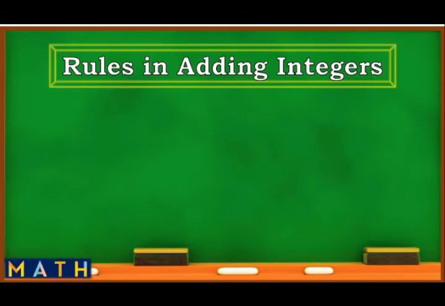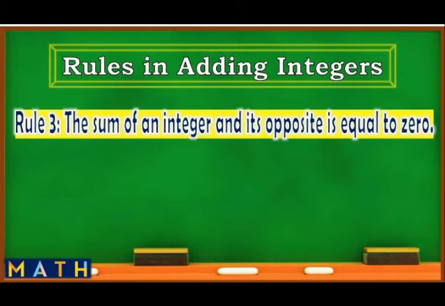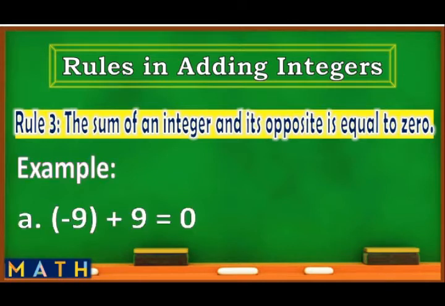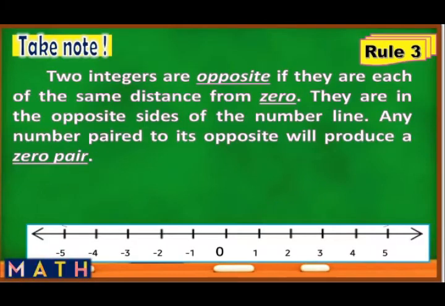Well, this time we will unlock rule number 3, and rule number 3 states that the sum of an integer and its opposite is equal to 0. For example number 1, we have negative 9 plus positive 9 equals 0. For example number 2, positive 3 plus negative 3 equals 0. What can you say about rule number 3? What are your observations?